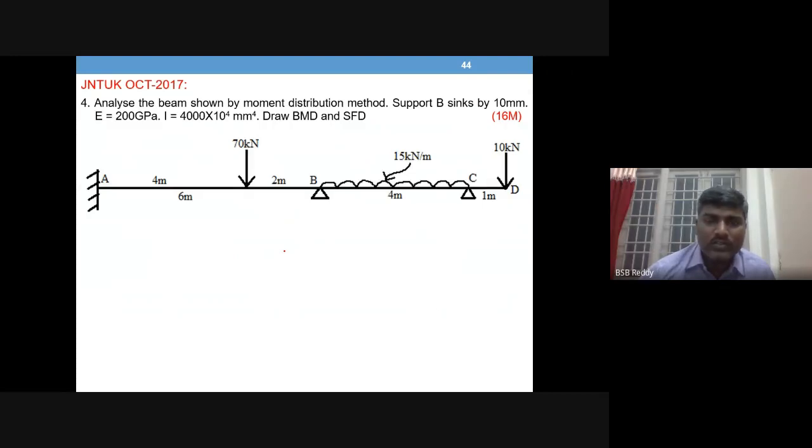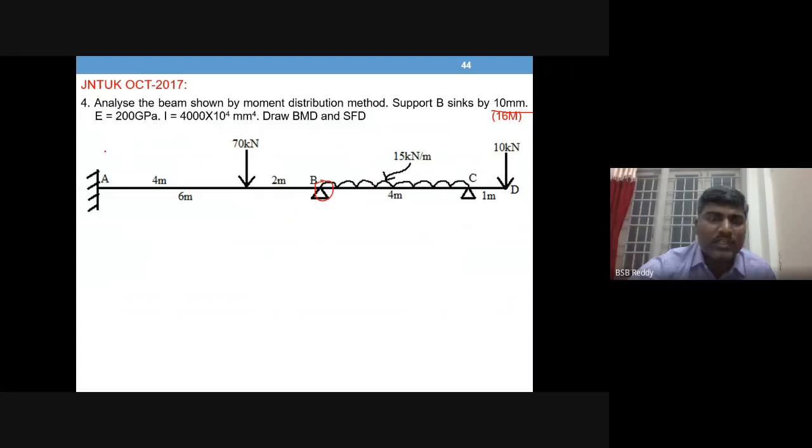So just try this example and submit it as an assignment question. Analyze the beam shown by the moment distribution method. Support B sinks by 10 mm. This one.